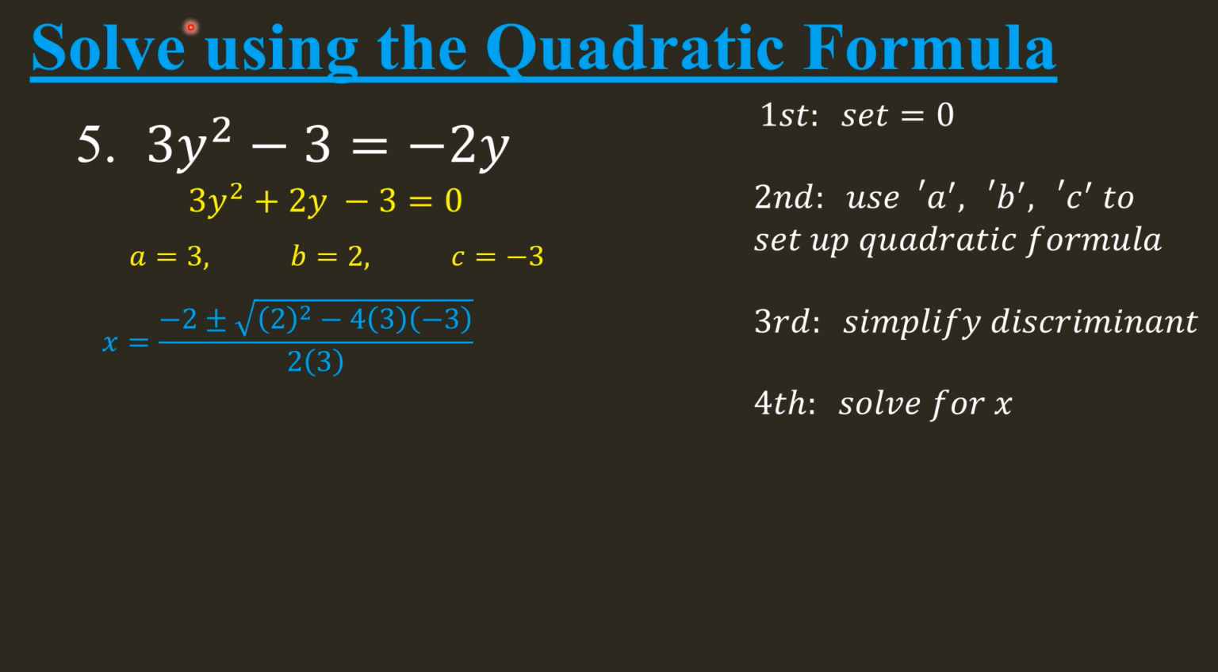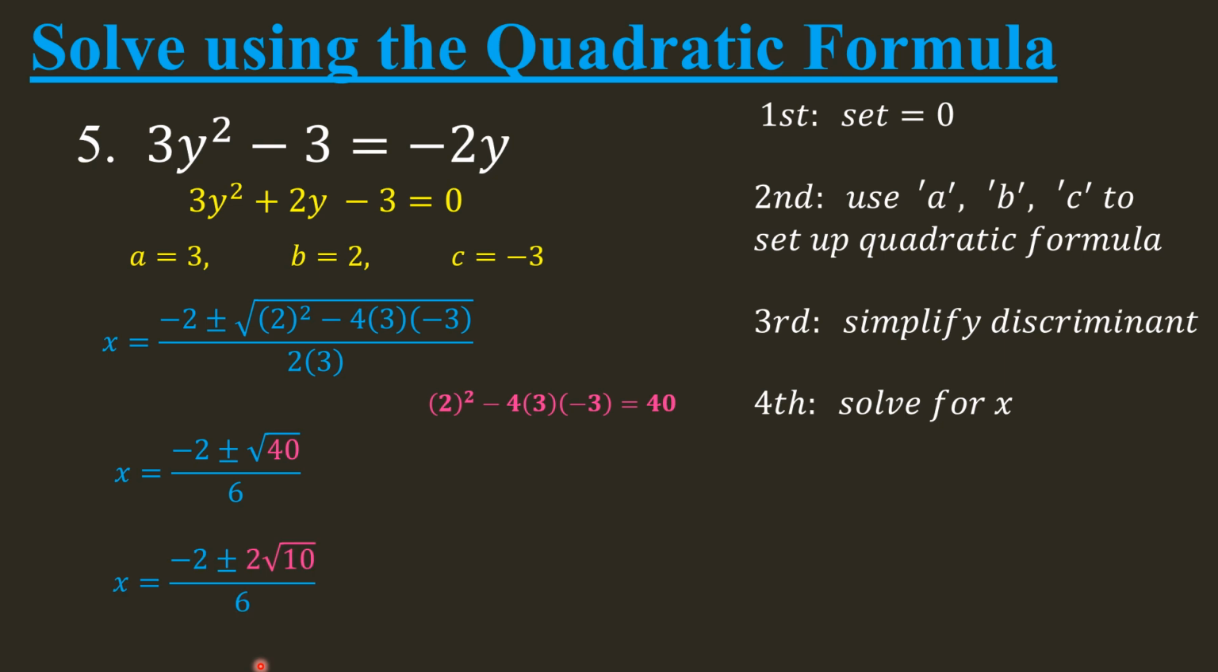Negative 2 plus and minus the square root of 2 squared minus 4 multiplied by 3 and negative 3, all divided by 2 times 3. When we simplify the discriminant, 2 squared minus 4 multiplied by 3 multiplied by negative 3, we get a value of 40. So we can rewrite our expression as negative 2 plus and minus the square root of 40, all divided by 6. Now we're going to simplify the square root of 40 and then process through.